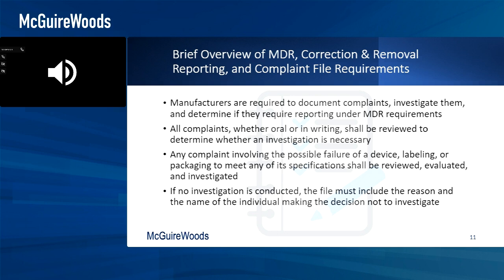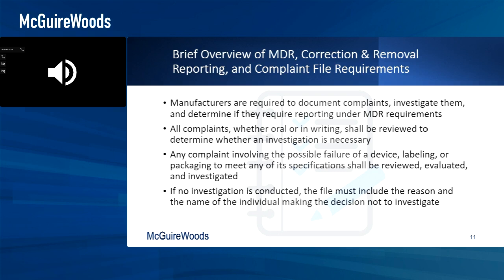So I'm going to go briefly over what to expect over the next year as your lab is getting ready to comply with Stage 1. So manufacturers will be required to document complaints, investigate them, and determine if they require reporting under the medical device reporting requirements. What does that mean? So any complaints about the test, whether oral or in writing, have to be reviewed to determine whether an investigation is necessary. If someone complains that the test was inaccurate, you have to at least vet it to determine whether you need to conduct an investigation. Any complaint that alleges that the device failed or that the labeling or packaging did not meet its specifications has to be reviewed, evaluated, and investigated.